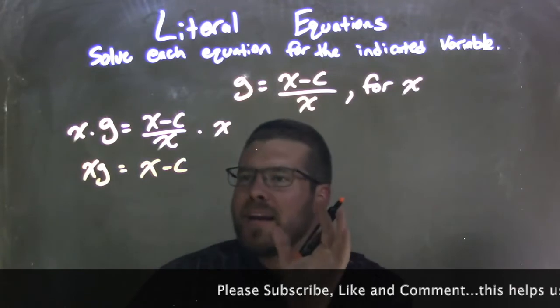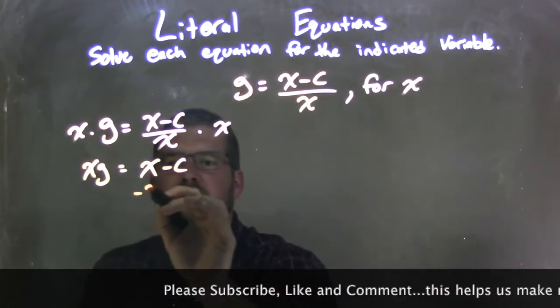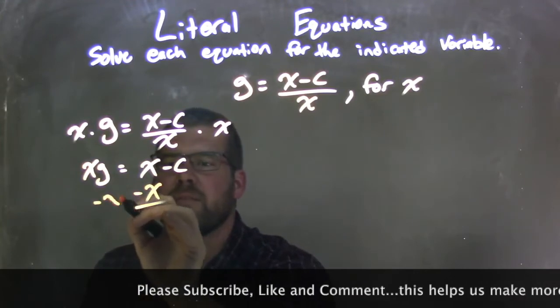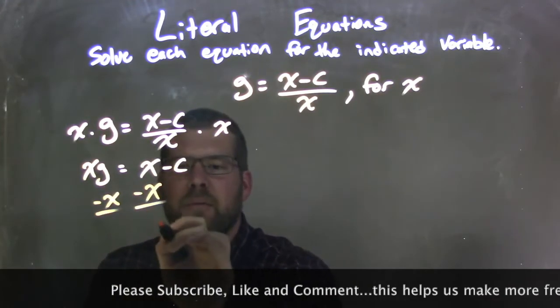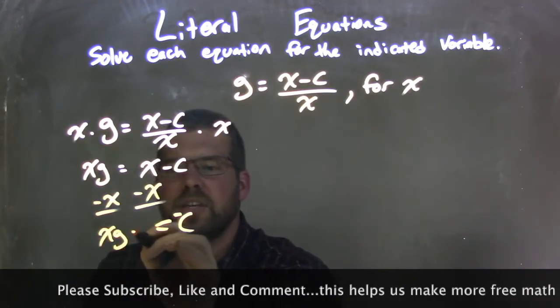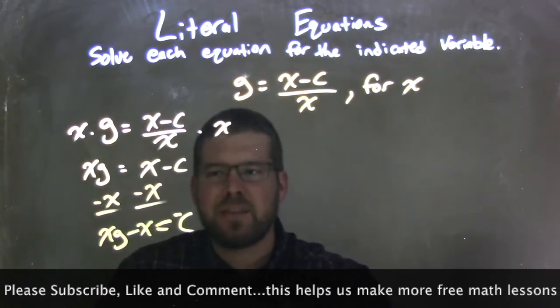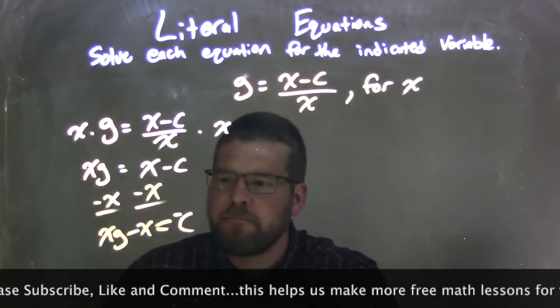Okay? Well, now I need to bring all the x's over to one side. So I'm actually going to subtract an x from both sides. What that gives me, I'm going to write my equal sign here, equals that negative c, is I'm left with an xg minus an x. So an xg minus an x equals a negative c.